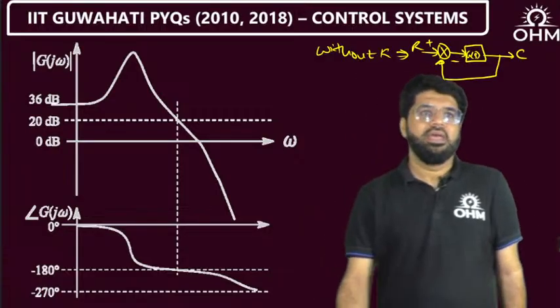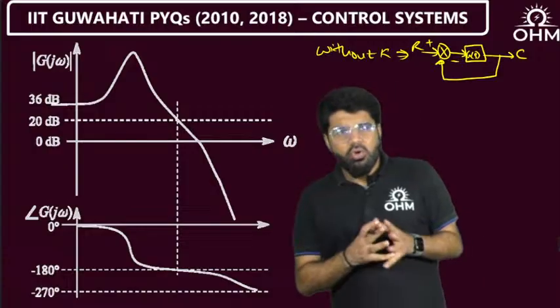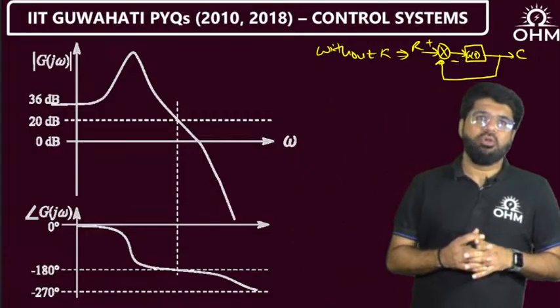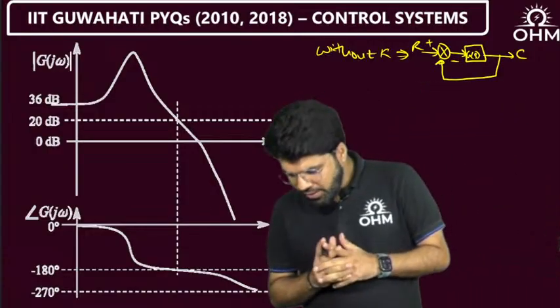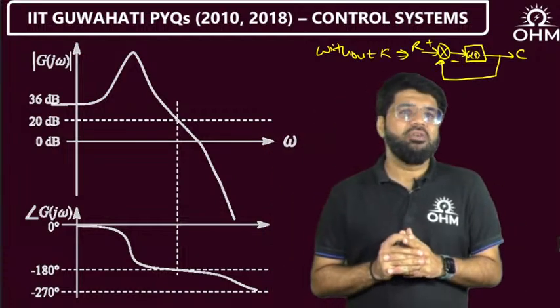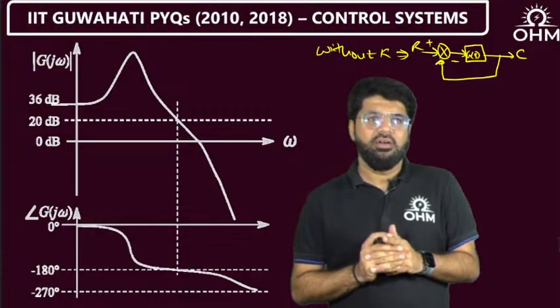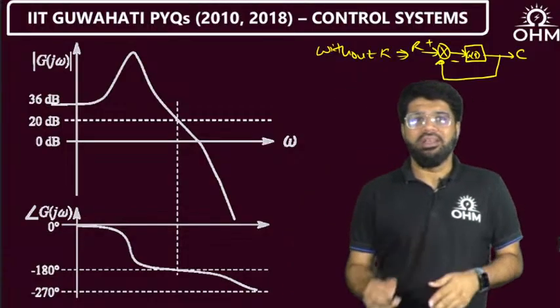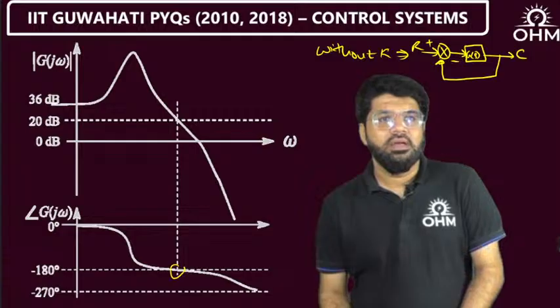Is the system stable or not? The Bode magnitude and phase plot is given to you. From the magnitude or phase plot, pick up any one important point. Look into this point.